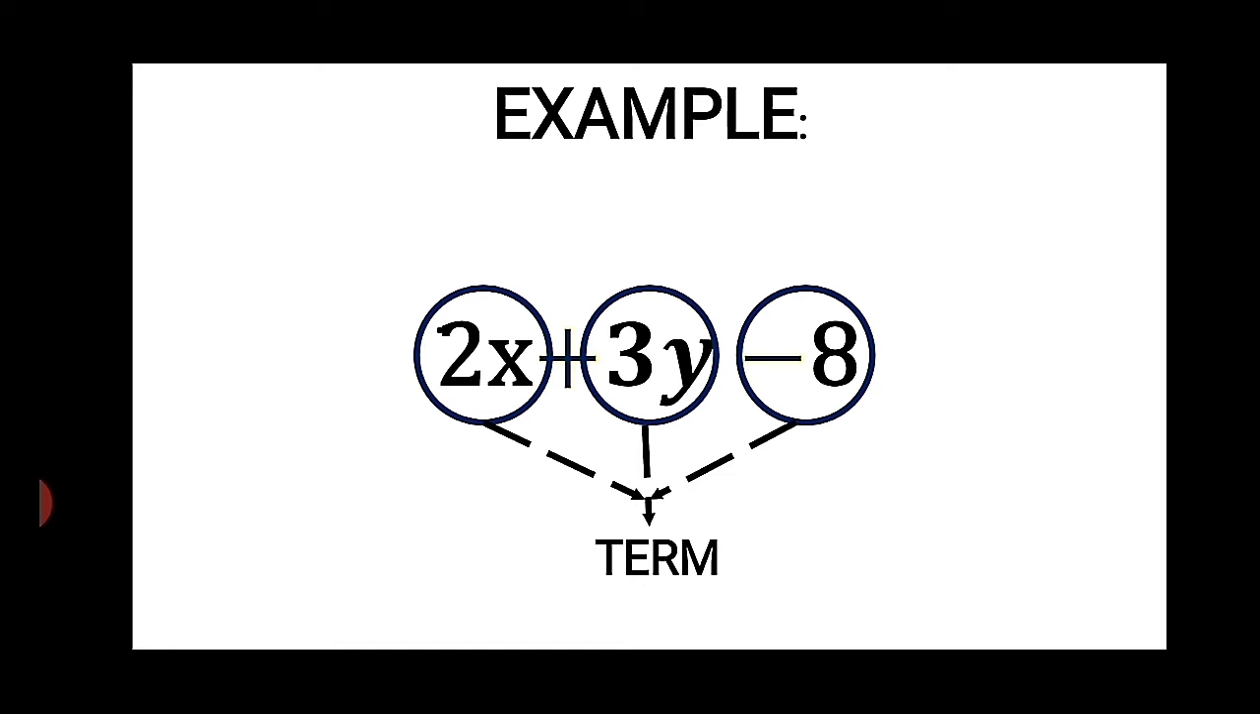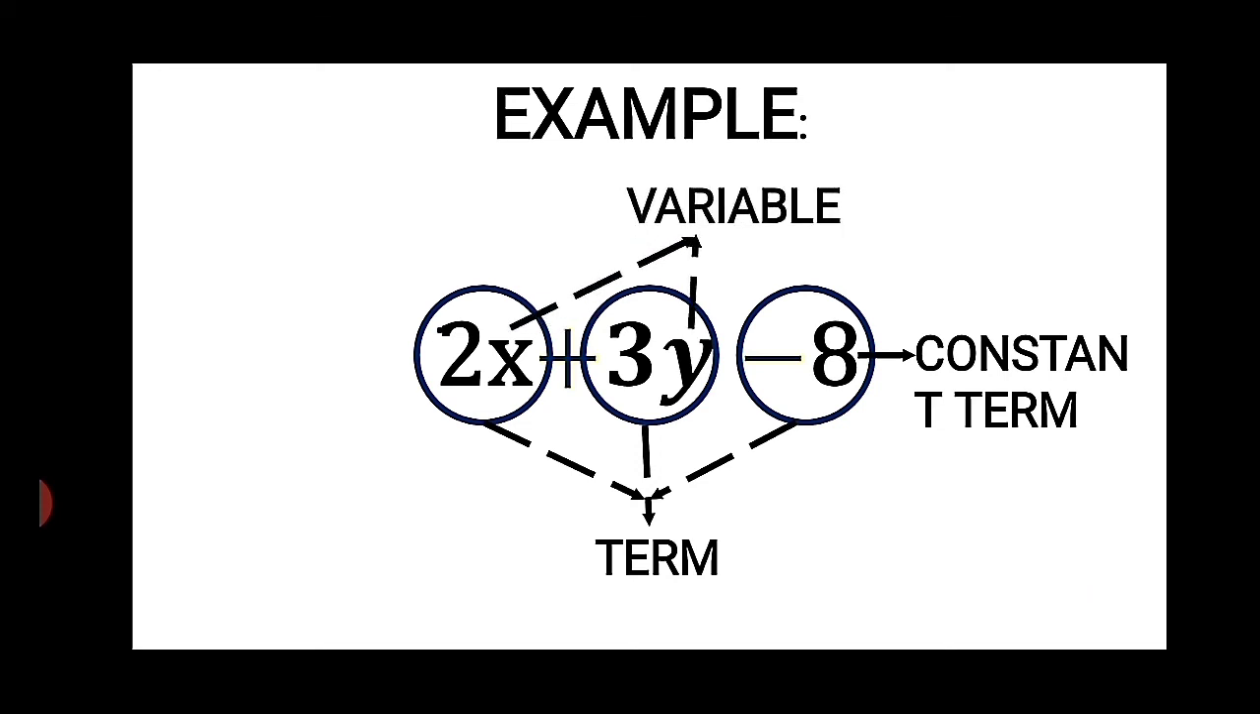So, the first term is 2x. Another term, 3y. So, 3y, we call it the second term or the middle term because it is in between 2x and 8. And the third term is 8. Okay. So, also, 8 is a constant term. So, pag sinabing constant term, fixed value. Okay, we have now the variable x and y. So, x and y is a variable. It is a letter from the alphabet.